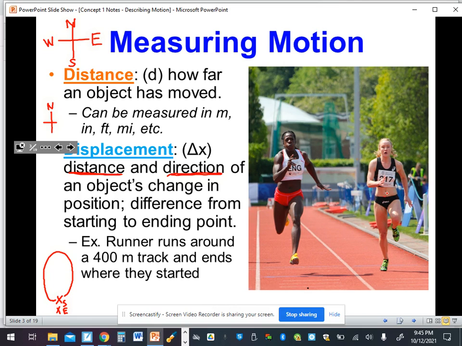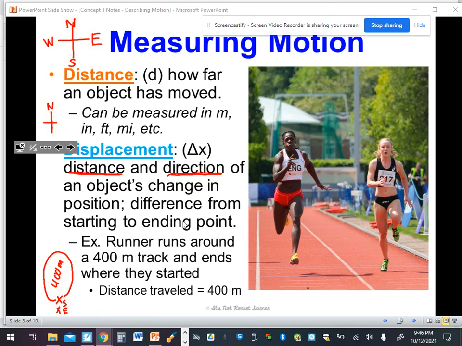How far did I travel though? The track itself is 400 meters all the way around. So the runner ran a distance of 400 meters. So write this down, again, in the margin area next to your drawing, your total distance traveled is 400 meters. You actually ran 400 meters.